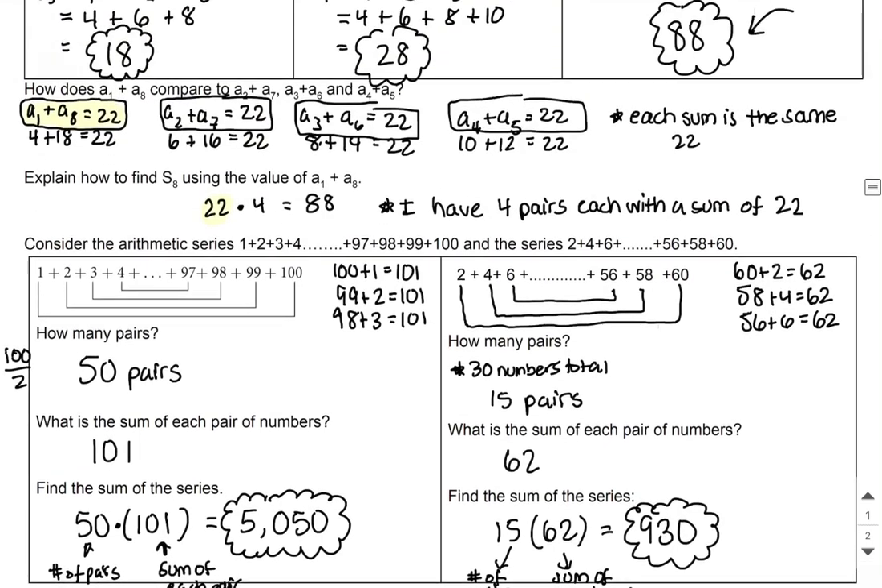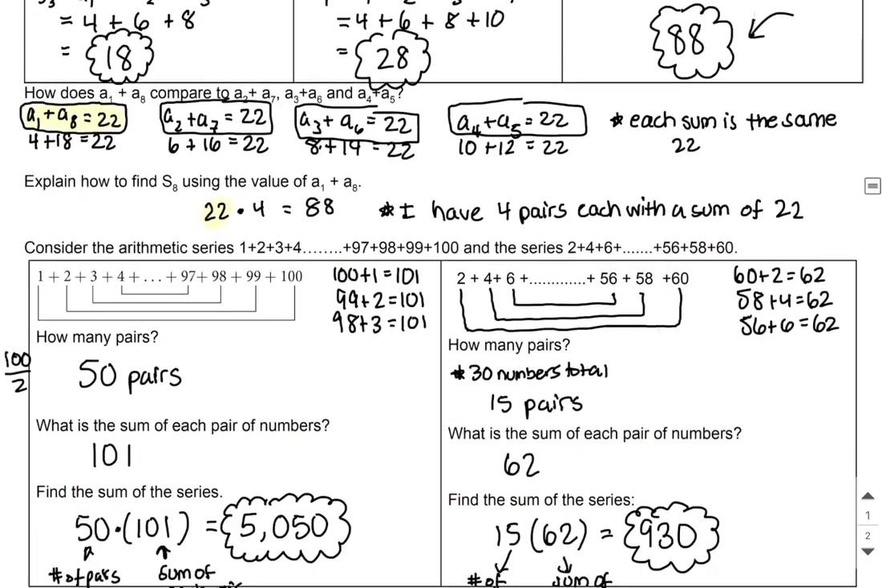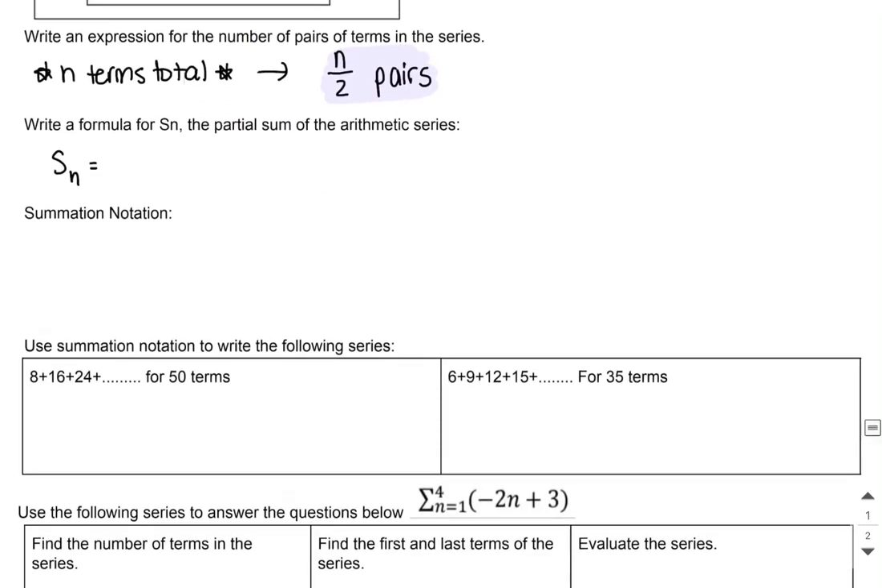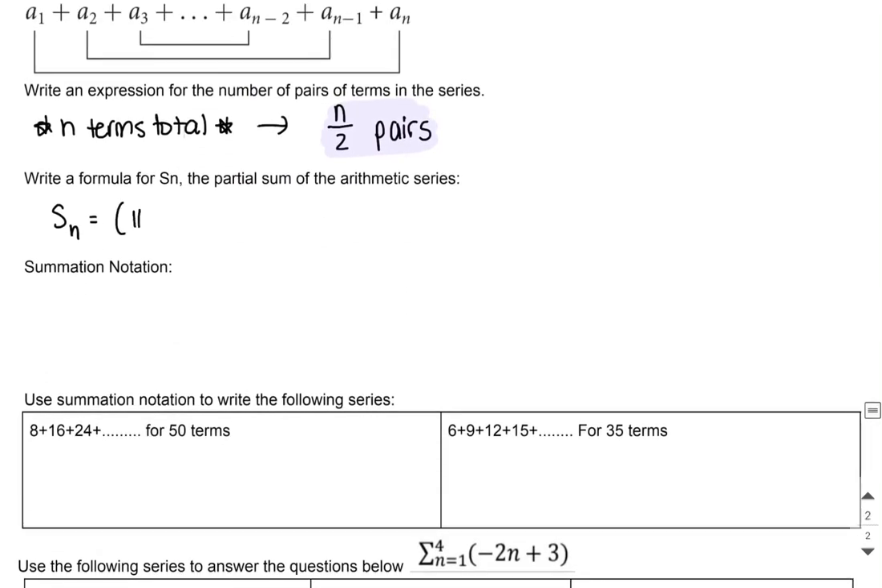So the pattern that I see, and that's the same thing I saw with the first series I looked at too, is that I'm taking the number of pairs and multiplying by the sum of each pair, and I can find that sum easily by looking at the first term and the last term. I could also look at the second term and the second to last term, but the easiest one to look at is the first term and the last term.